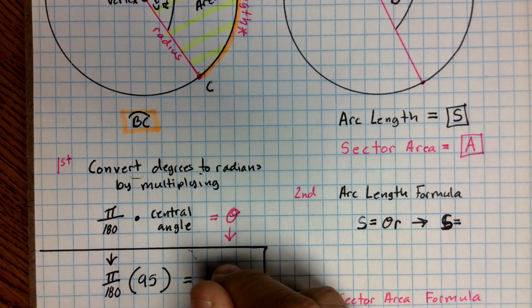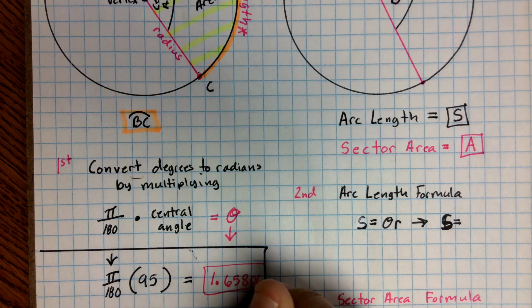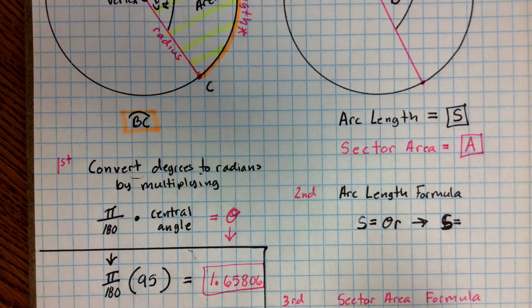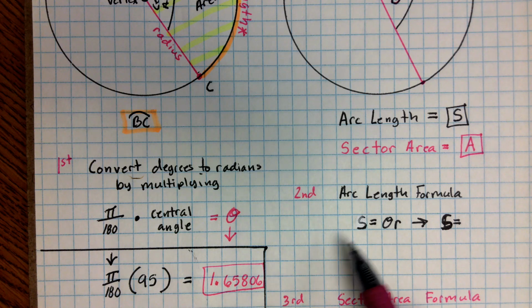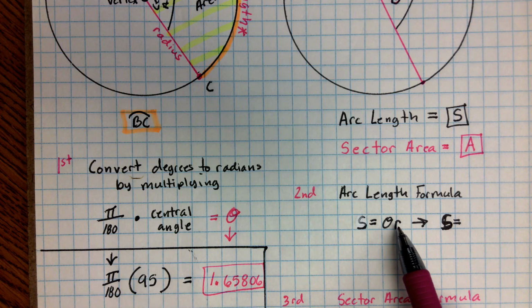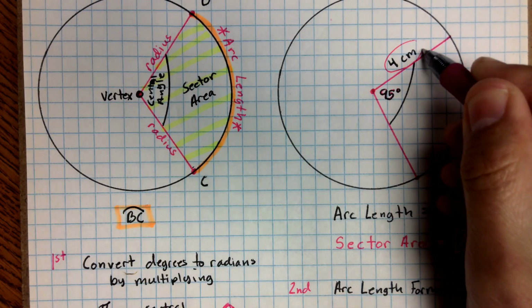So our value for this angle in radians is going to be 1.65806. We're going to use this number in our formulas over here. Now I'm going to start substituting some values. Notice it's pretty easy to find the arc length once you have theta, because we're just doing theta times r, which is the radius. And if I go back to the problem up here, my radius was 4 centimeters.